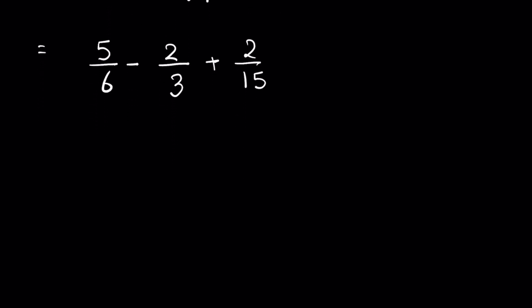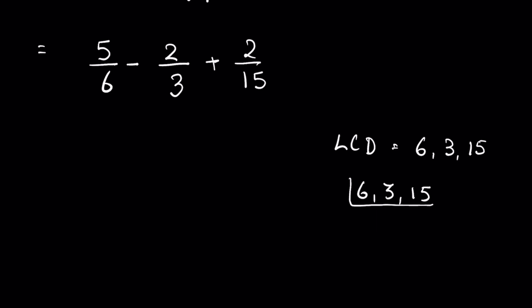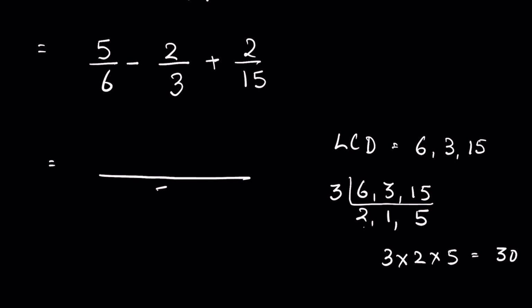For this, we will find the LCD of the denominators 6, 3 and 15. For this, you can do the listing method or we can use the division method where we divide at least two of these numbers by the same number. Now here 6, 3 and 15 all are divisible by 3. 3 times 2 is 6, 3 times 1 is 3 and 3 times 5 is 15. Now 2, 5 and 3 all are prime numbers. So LCD will be 3 times 2 times 5.